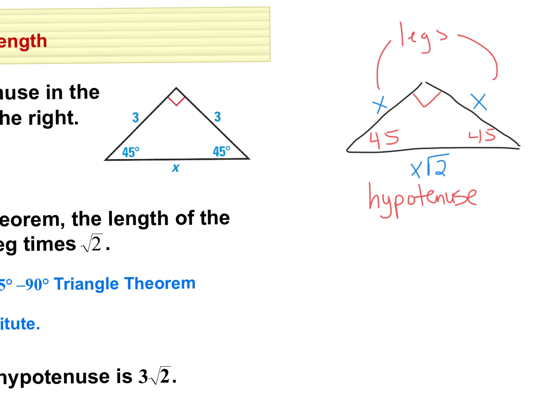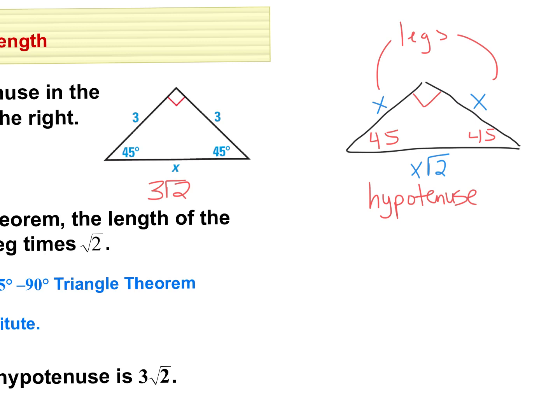So from the leg to get to the hypotenuse, all we're doing is multiplying by the square root of 2. So what's 3 times the square root of 2? Well, careful. Remember, it's just 3 square root of 2. Yep. So your hypotenuse for that specific triangle would be 3 square root of 2, because going from the leg to the hypotenuse, I'm multiplying by the square root of 2. I'm emphasizing the word to, because we're multiplying.